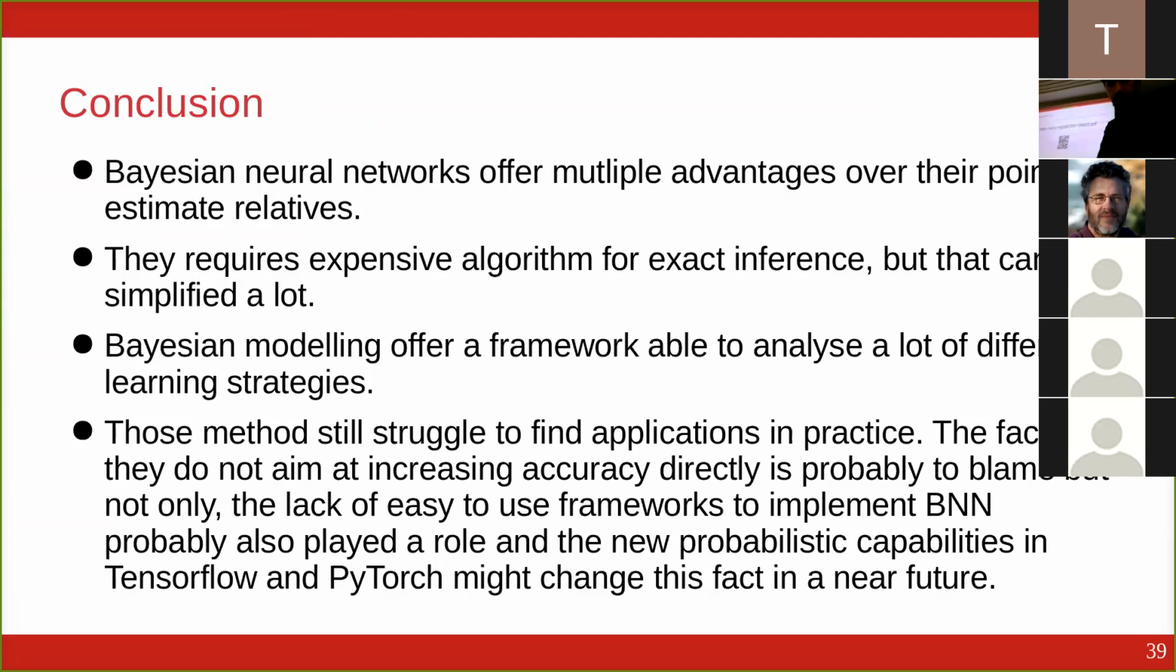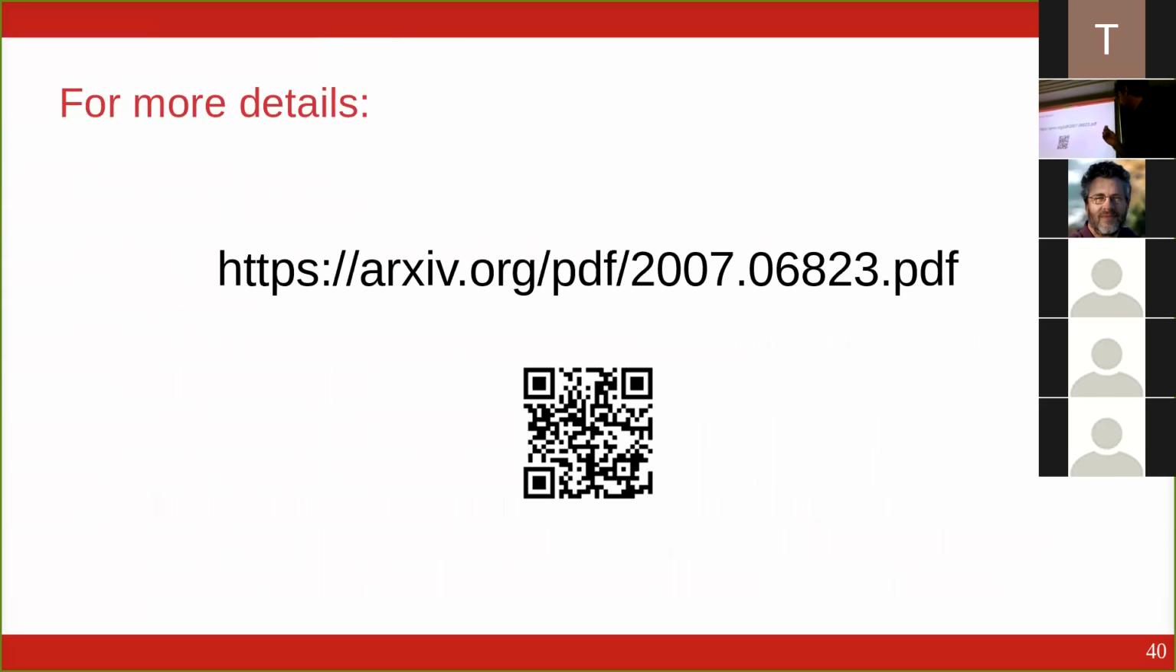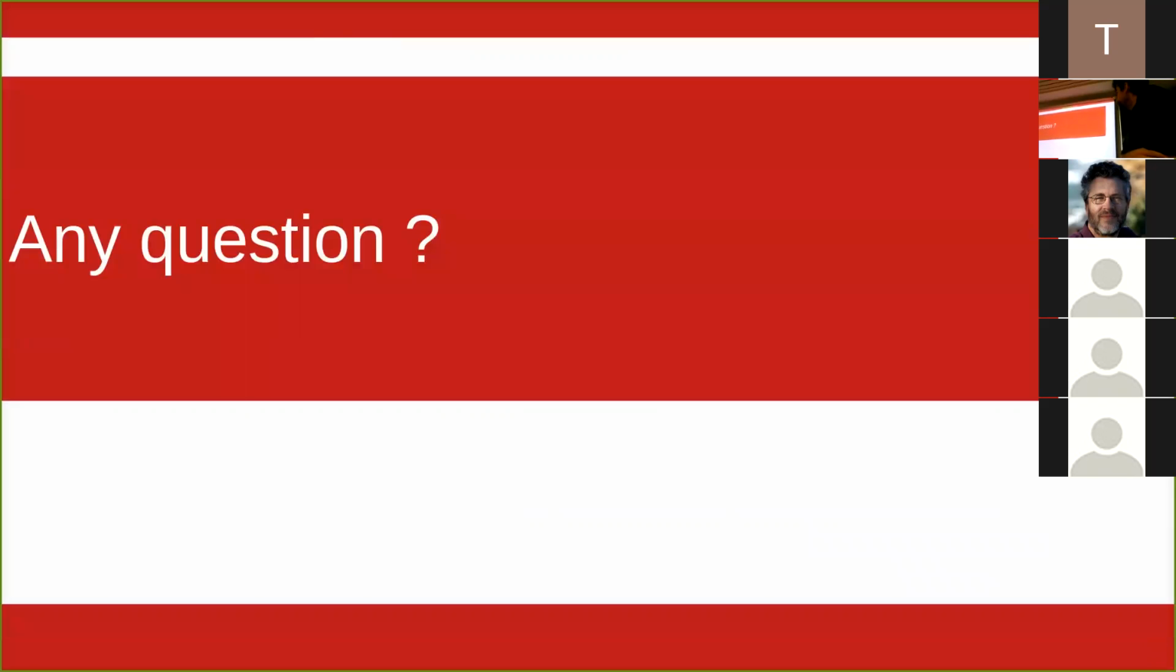Okay, so if you are interested, there are many more details in the paper that couldn't fit in a one hour presentation. You can see the preprint of the paper published on arXiv. If you have any questions, you can ask them now, and if you have any questions later, you can also email me. I am more than happy to discuss Bayesian neural networks with you.